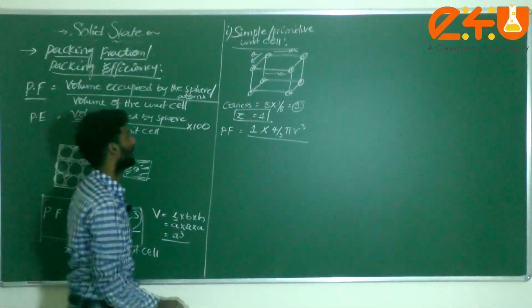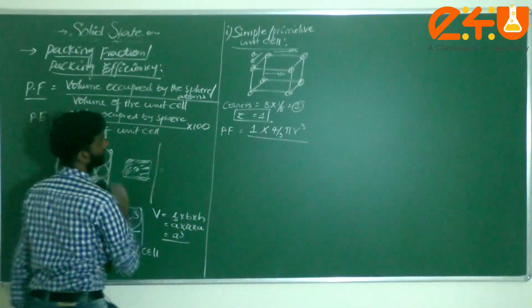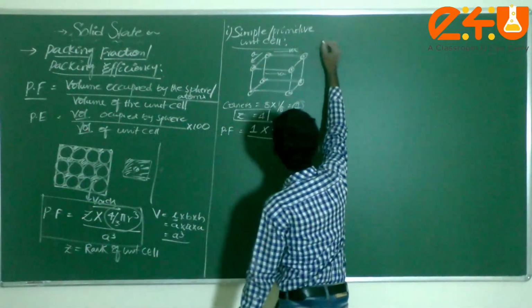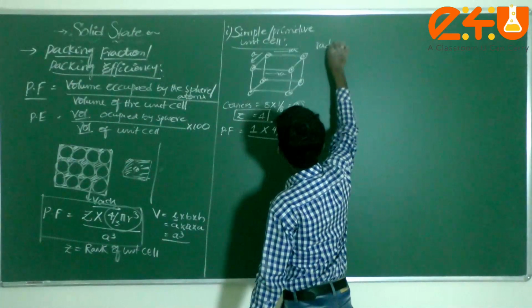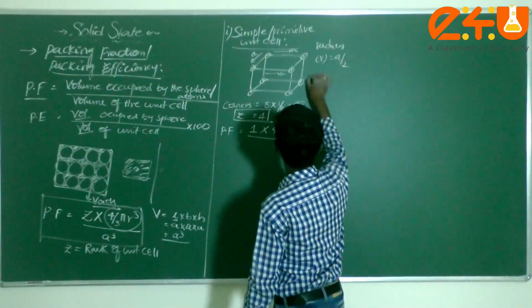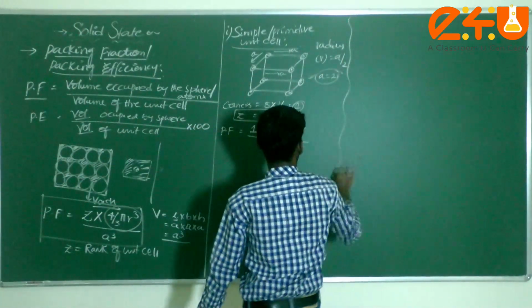Am I correct? Now, one more thing is there. That's why you can write here the radius. What is it, dear student? The radius of the simple unit cell is equal to what? R is equal to a by 2. That implies a is equal to 2r, or not? a is equal to 2r.